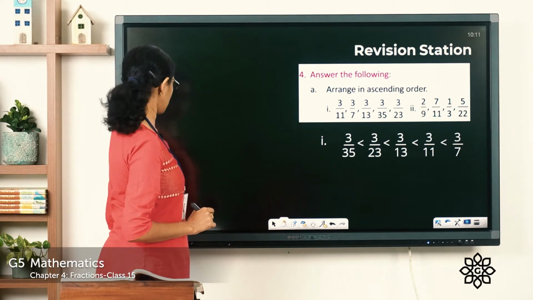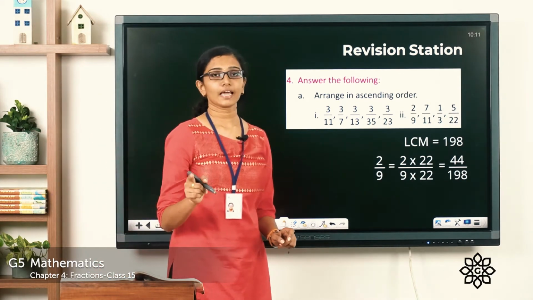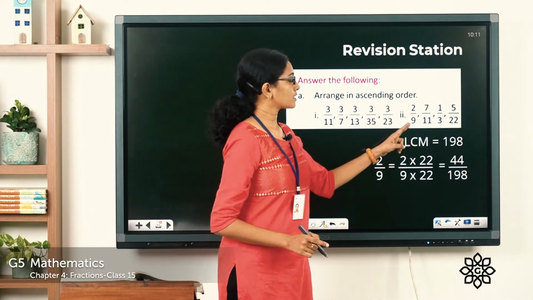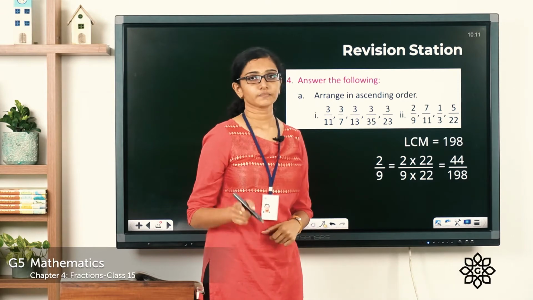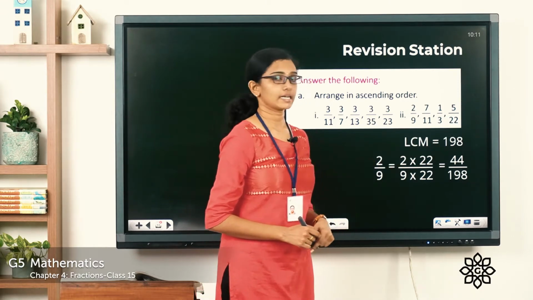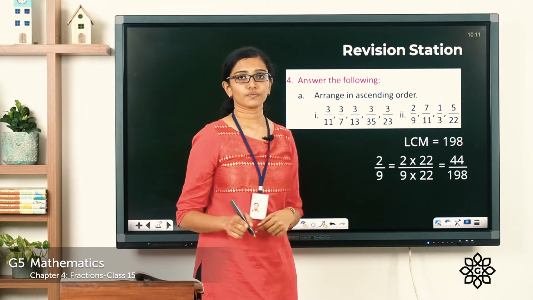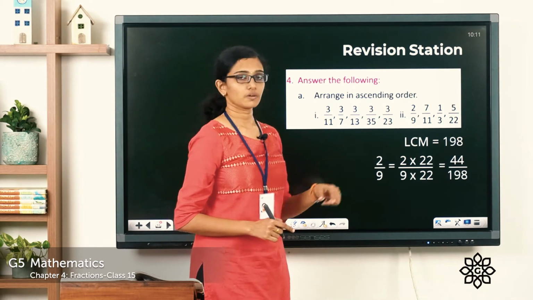So how would you do that? You have to find out the LCM of these denominators first. So what is the LCM of 9, 11, 3 and 22? It is equal to 198.